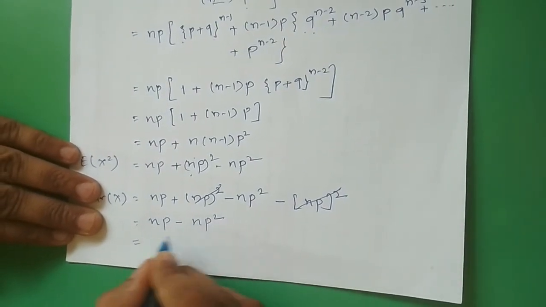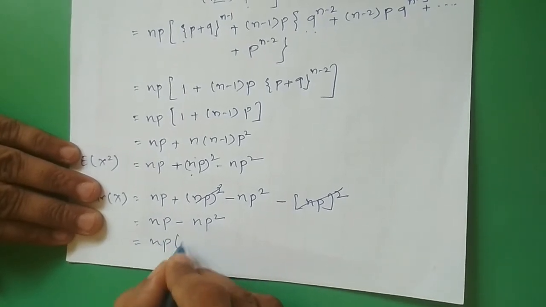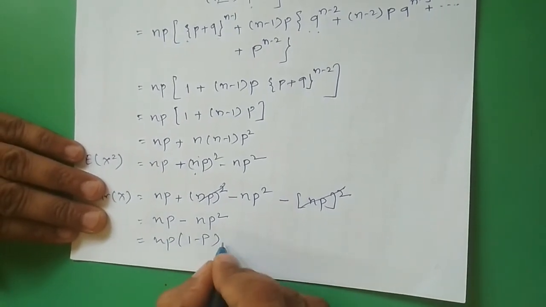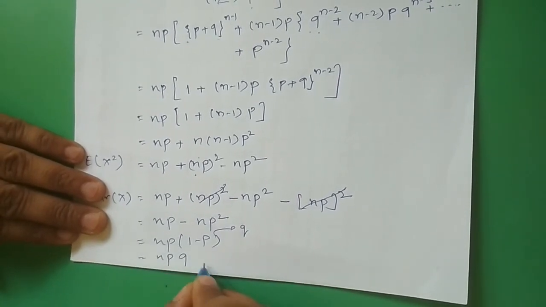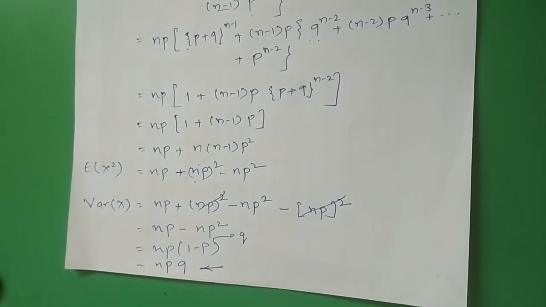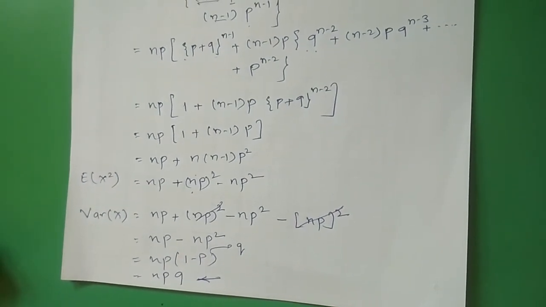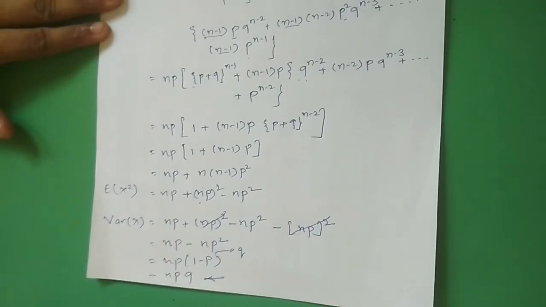Again if you carefully observe, you will find that np is common, and what remains is 1 minus p, and 1 minus p is nothing but q, so what remains is npq. So this is the variance in the case of a binomial distribution. Hope you understand this whole derivation for the variance in the case of a binomial distribution.